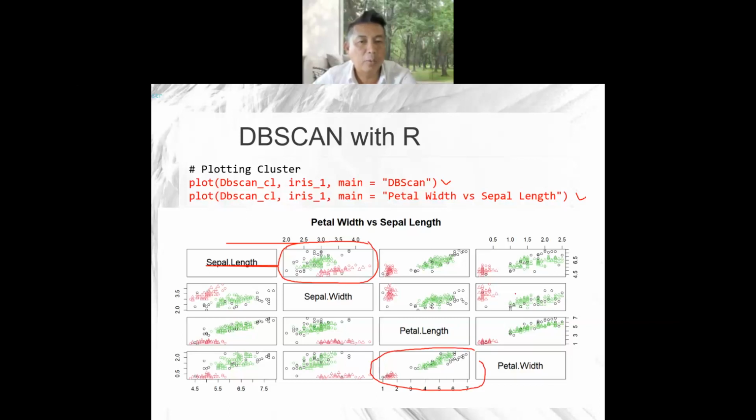We have 4 variables, so we can have many analyses here. Okay, so the color tells you the cluster, and the plotting tells you how the values of the petal width and also the petal length are distributed among the cluster. Okay, let's take a look at the second example.